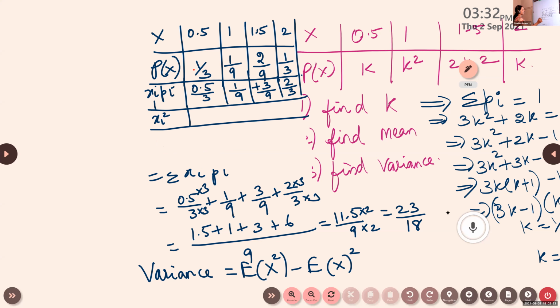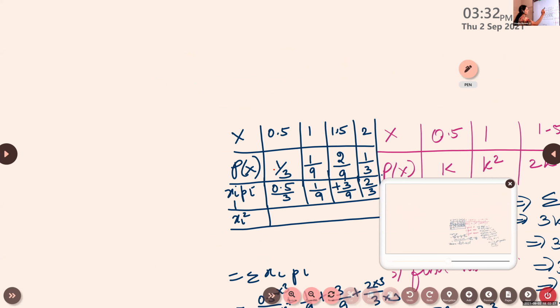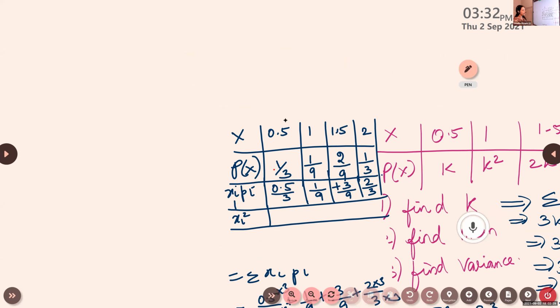Look at here, 0.5. When you square it, if you want to avoid this, we can take 0.5 as 1 by 2, so the calculation will be easy. So xi square will be 1 by 4. 1, if I square it, is 1. 1.5 means 3 by 2, so when we square it, we'll get 9 by 4. Again 2, if you square it, is 4.